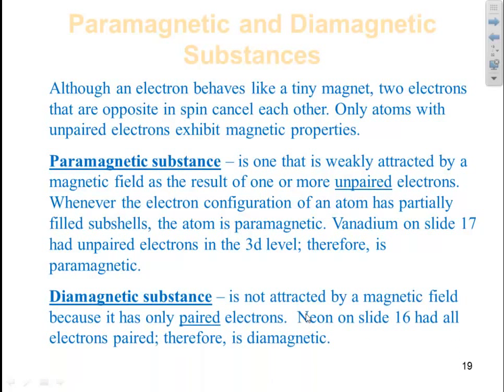A diamagnetic substance is not attracted by a magnetic field because it has only paired electrons. If you recall, neon on slide 16 had all electrons paired. Therefore, it is diamagnetic.